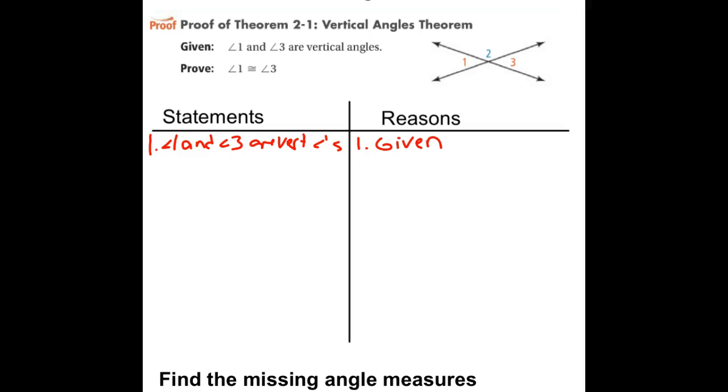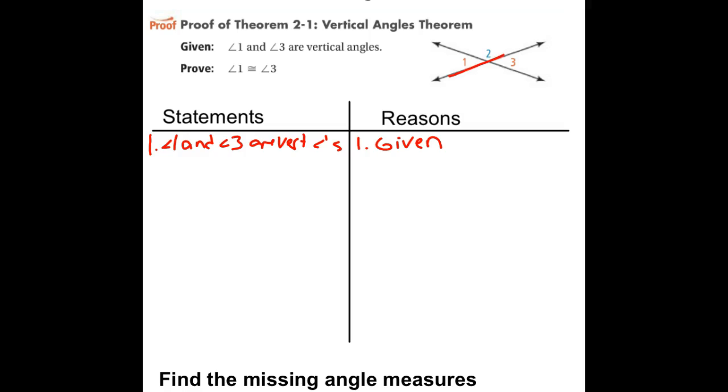Now, my advice is always to look at the picture. If you look at the picture, there's another angle, 2. So somehow we probably want to relate angle 1 to 2 and angle 3 to 2, and then maybe use that to help relate 1 and 3 together. So if you think about it, this angle 1 and 2, well, I notice they're next to each other and they make a straight line.